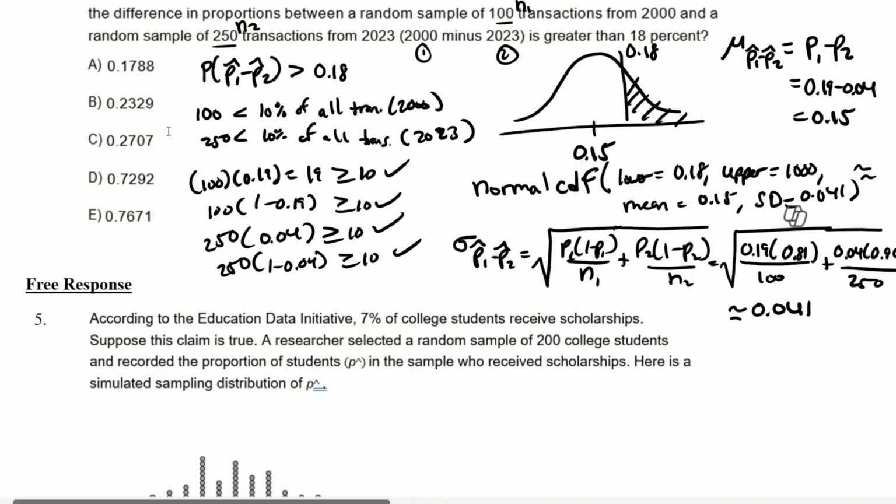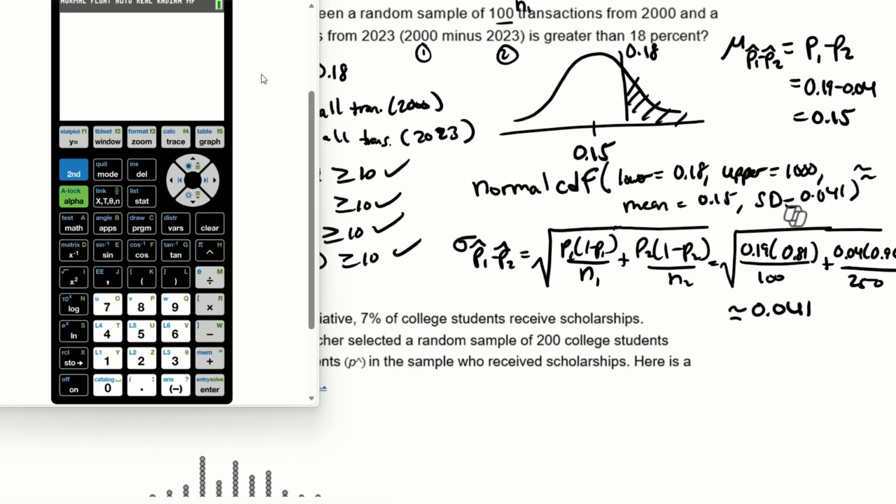See what we get. Okay, so let's go ahead and do this. We're going to hit second, bars, go to normal CDF. Oops, I took the wrong one. Let me go back. Normal CDF is option number 2. Okay, so then the lower is 0.18. Upper is 1,000. Mean 0.15, standard deviation 0.041.